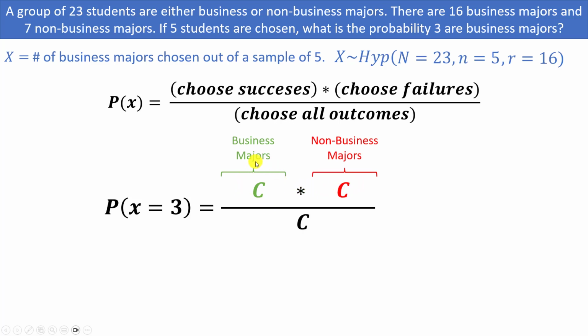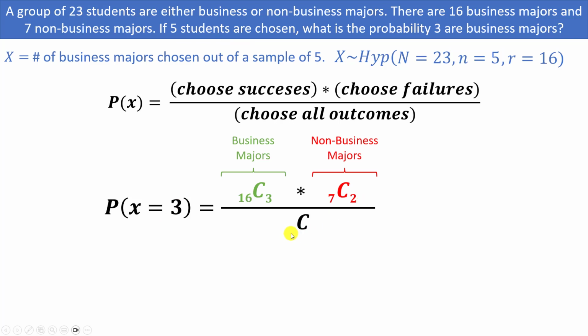So you have to ask yourself, how many business majors are there? Well, there are 16 business majors, so the first number on this combination is going to be 16. How many business majors do we want to choose? Well, they tell us right here that we want to choose 3 business majors, so we're going to have 3 right here. How many non-business majors are there? Well, if there are 16 business majors and 23 students in total, then that would leave 7 non-business majors. How many non-business majors do we want to choose in our sample? Our sample has 5 students and 3 of them are going to be business majors, so that means the other 2 must be non-business majors.